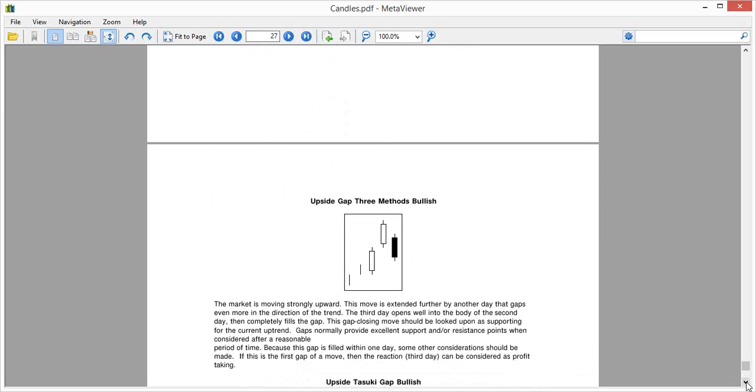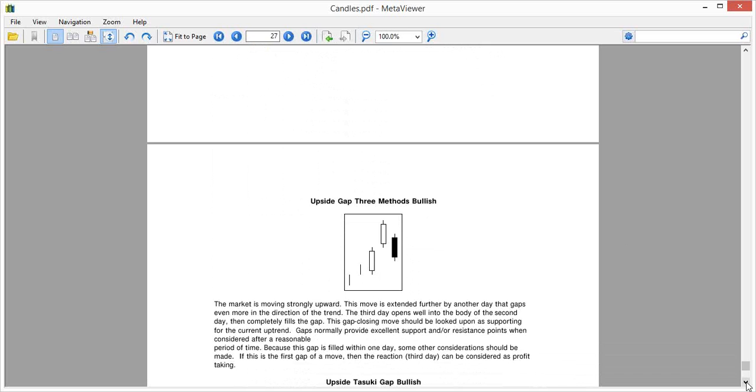Okay, upside gap three methods, bullish. The market is moving strongly upward. This move is extended further by another day that gaps even more in the direction of the trend. The third day opens well into the body of the second day, then completely fills the gap. This gap closing should be looked upon as supporting for the current uptrend.